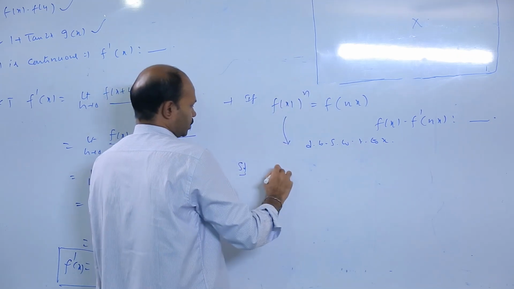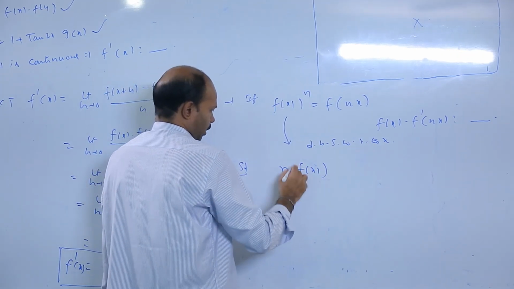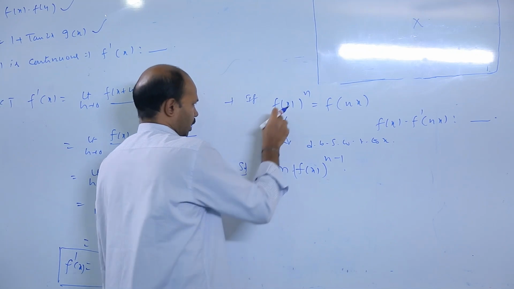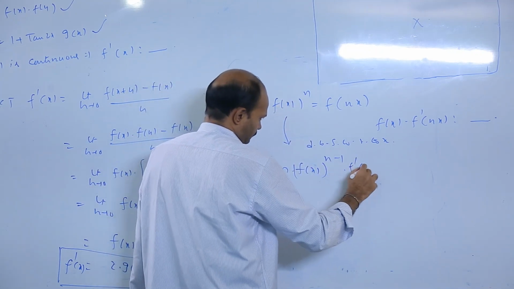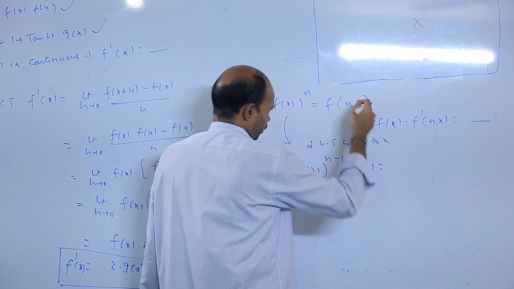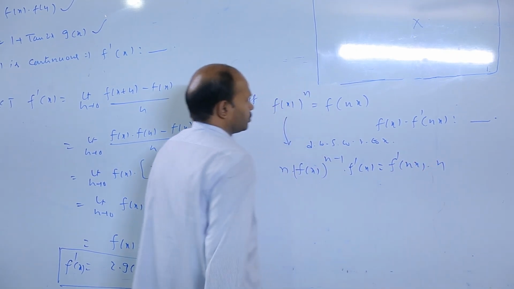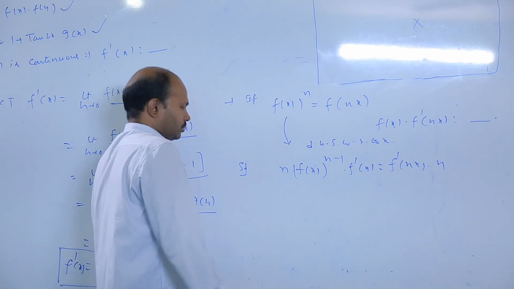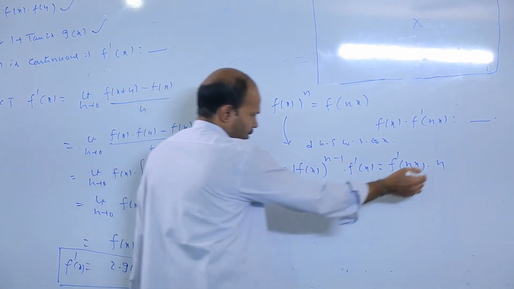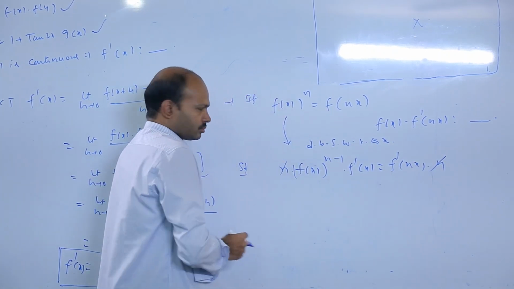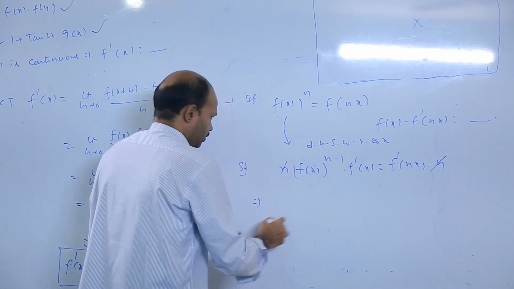On the left, (f(x))^n gives n (f(x))^(n-1) times f'(x). On the right-hand side, the derivative of f(nx) is f'(nx), and the derivative of nx is n. But what is he asking for? Bring this power, minus, this n and n must cancel. This negative power we can take like this.